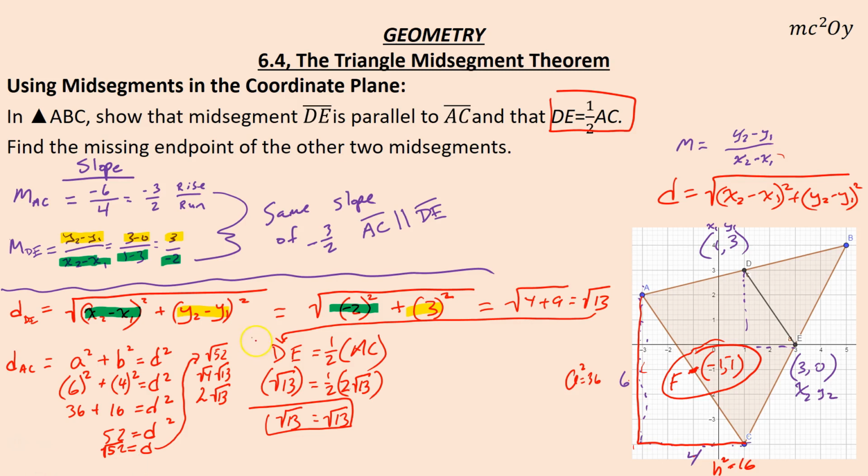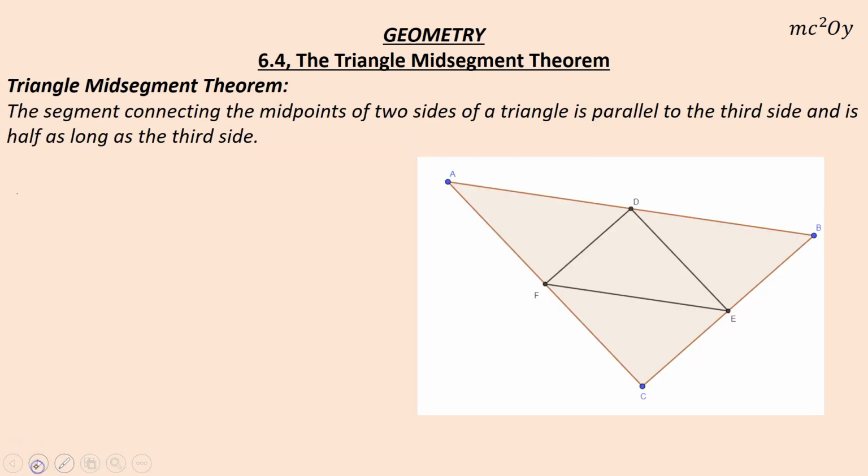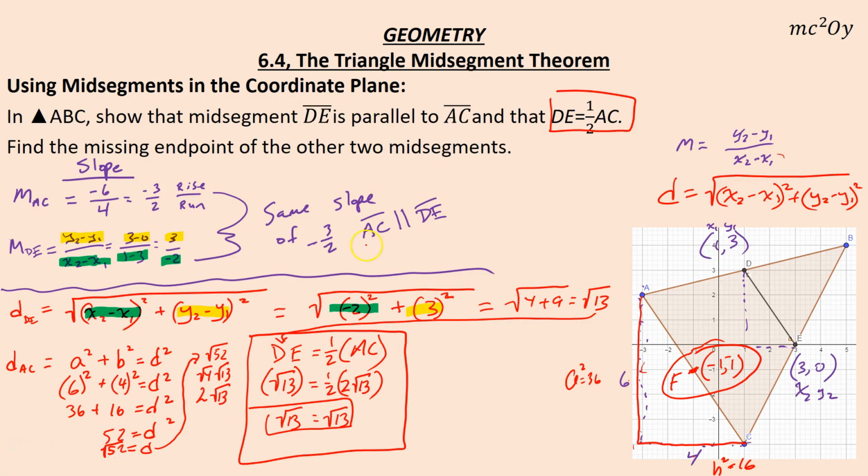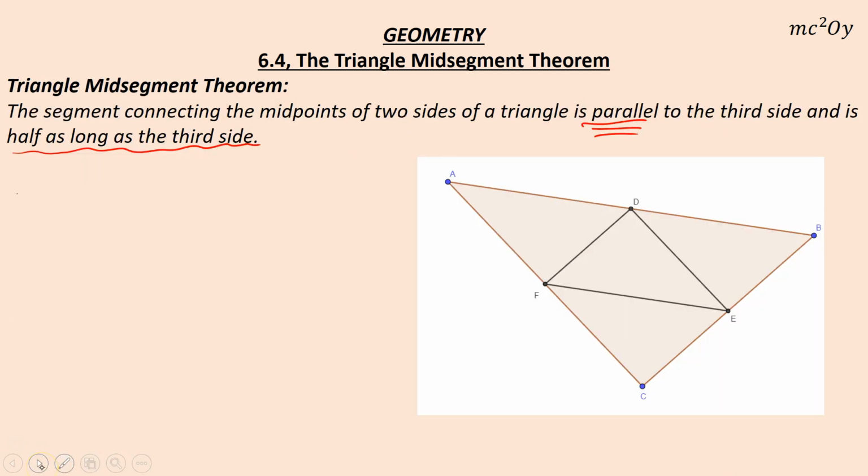Okay. So, by the way, we've shown that DE is 1/2 of AC by showing our work there. Well, that brings us to the midsegment theorem. The midsegment connecting the midpoints of two sides of a triangle is parallel to the third side and is half as long as the third side. Now, note we did that over here, right? It's parallel. We showed that DE was parallel to AC. We've also shown that DE is 1/2 of AC. Okay, and that really is just showing the midsegment theorem.